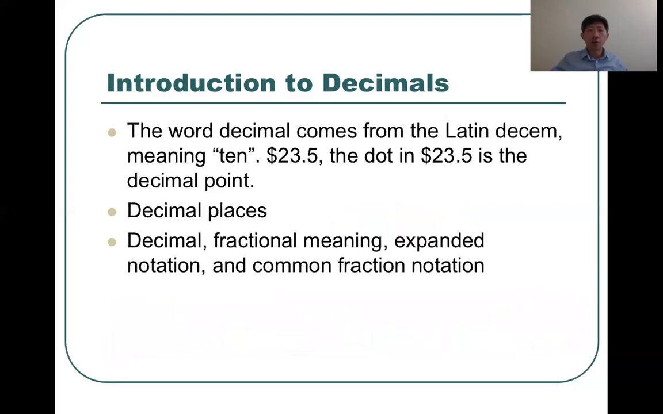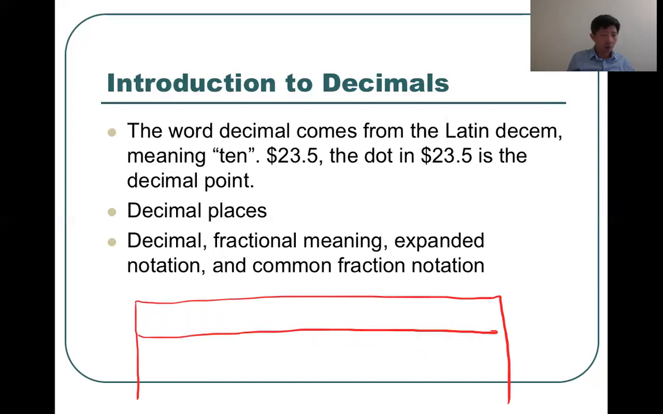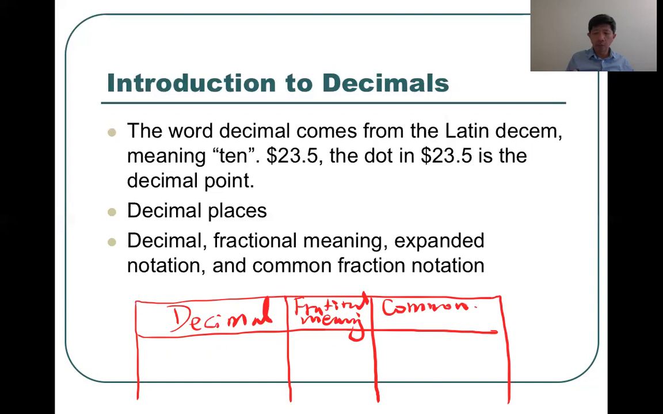Next, decimal fraction meaning, expanded notation and common fraction notation. Okay. So here, let's say, can we create a table like this? All right. So decimal. All right. Fractional meaning. And then common fraction notation. So therefore, we will have a decimal, which is 5.3. Now, what's the meaning for this?